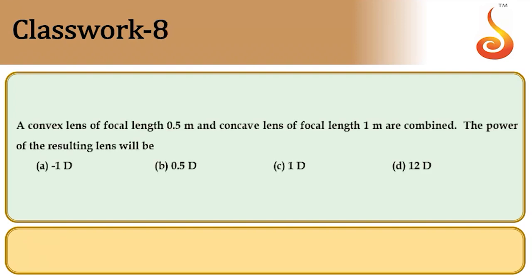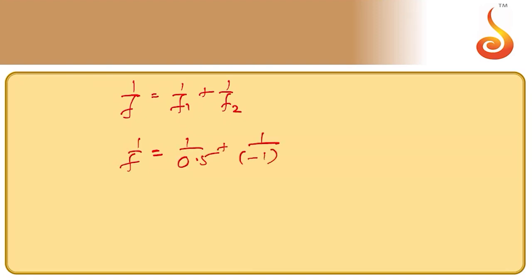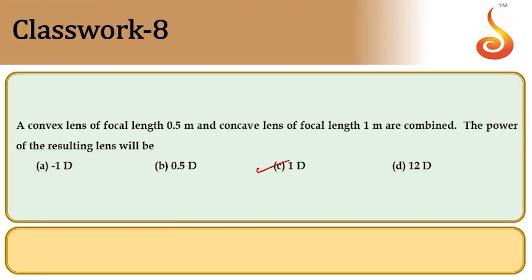Example 8. A convex lens of focal length 0.5 meter and concave lens of focal length 1 meter are combined. The power of the resulting lens will be. Okay. So again, 1 by F is equal to 1 by F1 plus 1 by F2. So 1 by F is equal to 1 by 0.5 plus 1 by minus 1. That gives us 1 by F is equal to 1, or power is equal to 1 by F, that is nothing but 1 diopter. So the power of the resulting lens is 1 diopter.